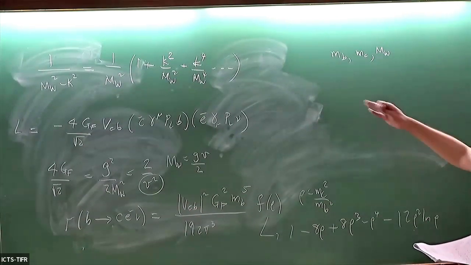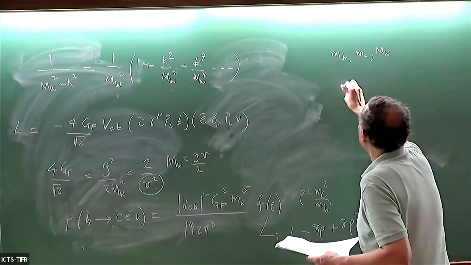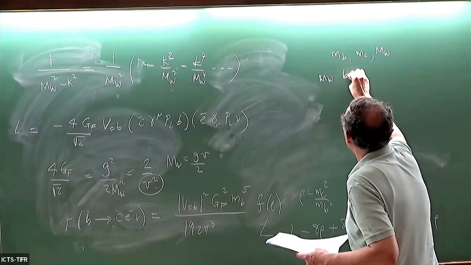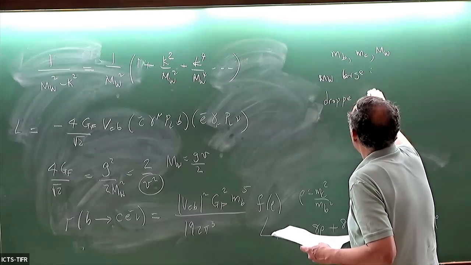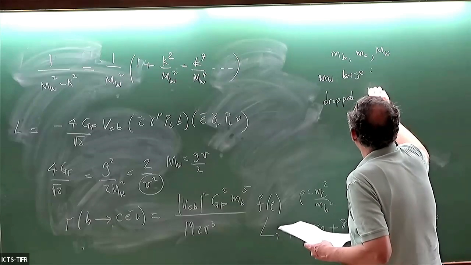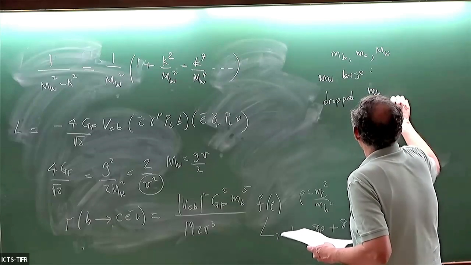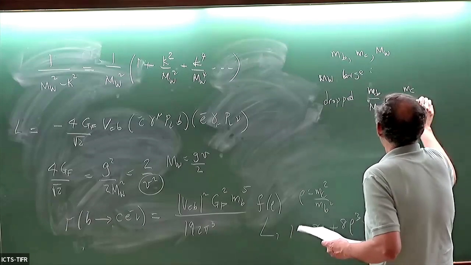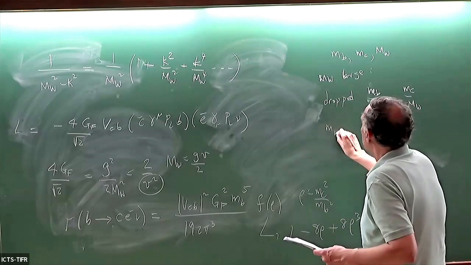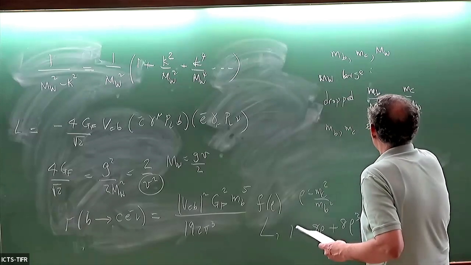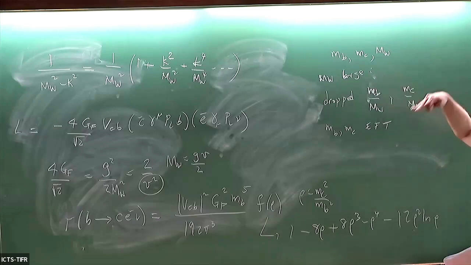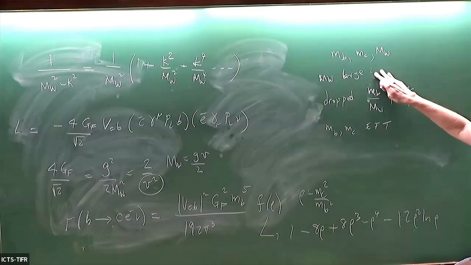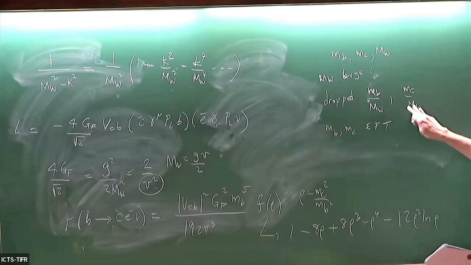By going to the EFT, we have treated MW as large. That is, we have dropped MB over MW and MC over MW terms. We're treating it as, and MB and MC are EFT parameters. So we have two scales in the EFT, MB and MC. We have one scale in the original high energy theory. So one additional scale, which is much larger. So we're dropping ratios of MB and MW and MC over MW.